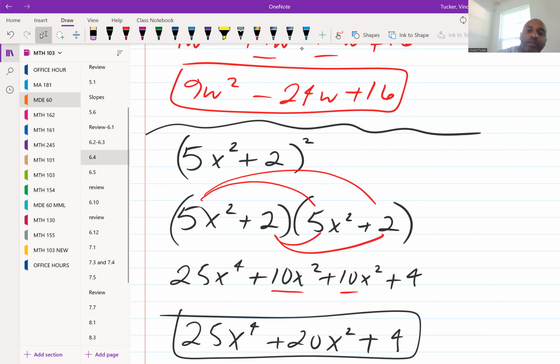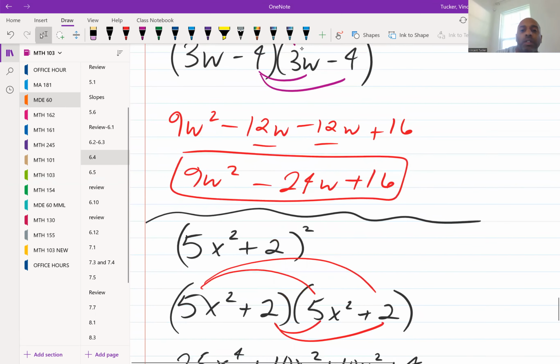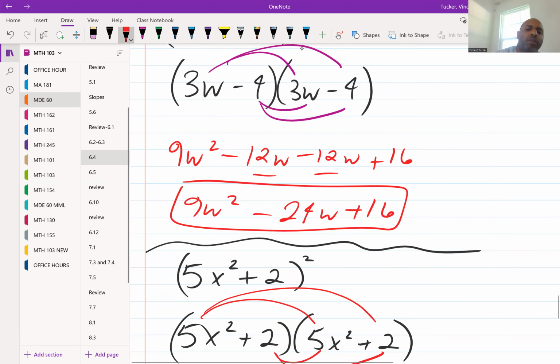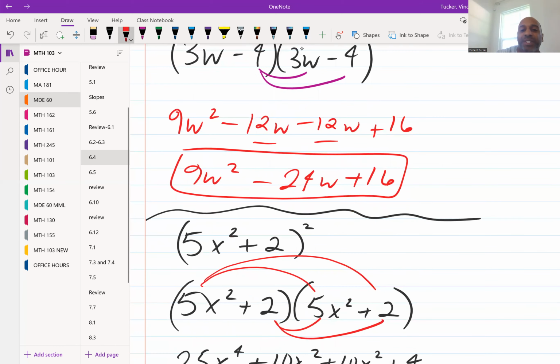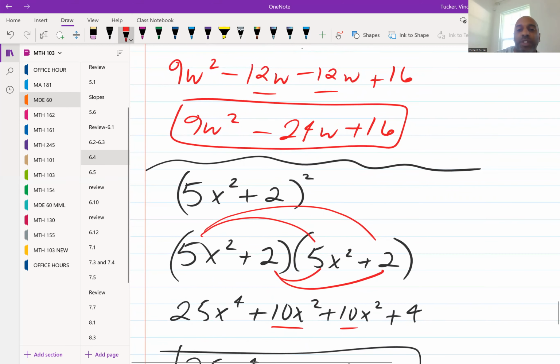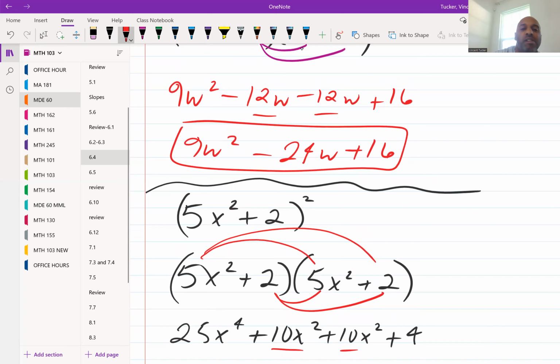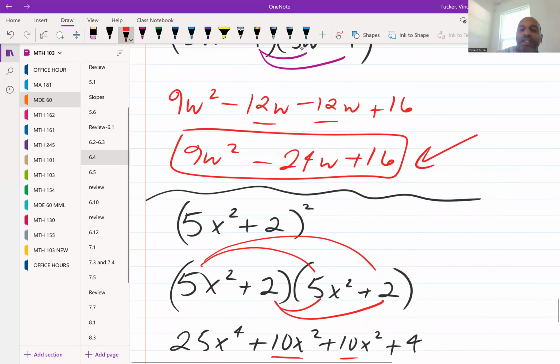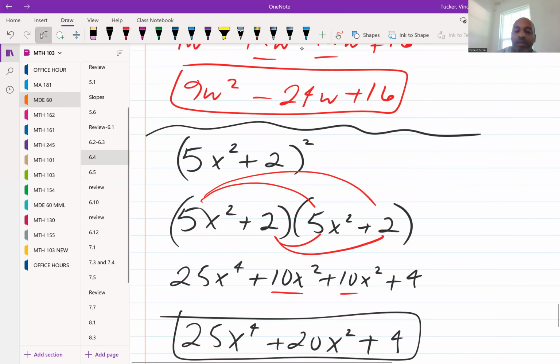Then combine the like terms in the middle. I don't know, did I finish this one off? Anyways, we see the work here. -12w minus 12w gives -24w plus 16. But anyway, here, combine the like terms in the middle. 20x squared. We get in the middle with our like terms. And so it's 25x to the fourth plus 20x squared plus 4.